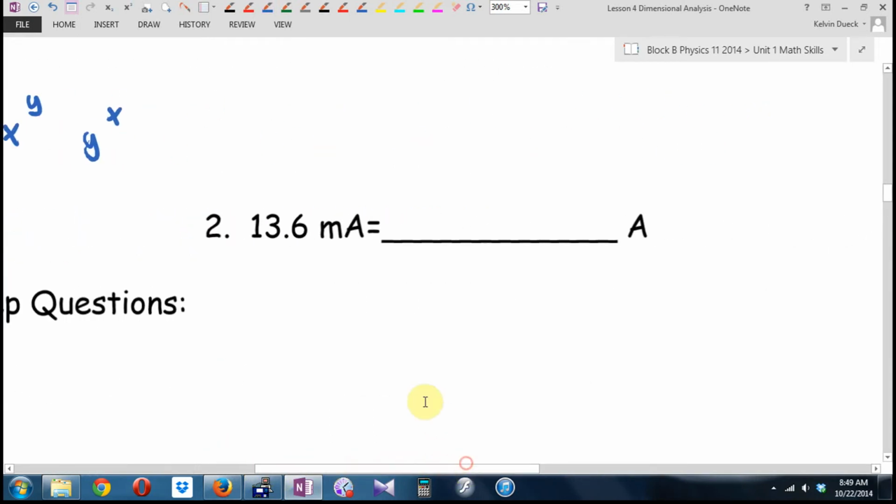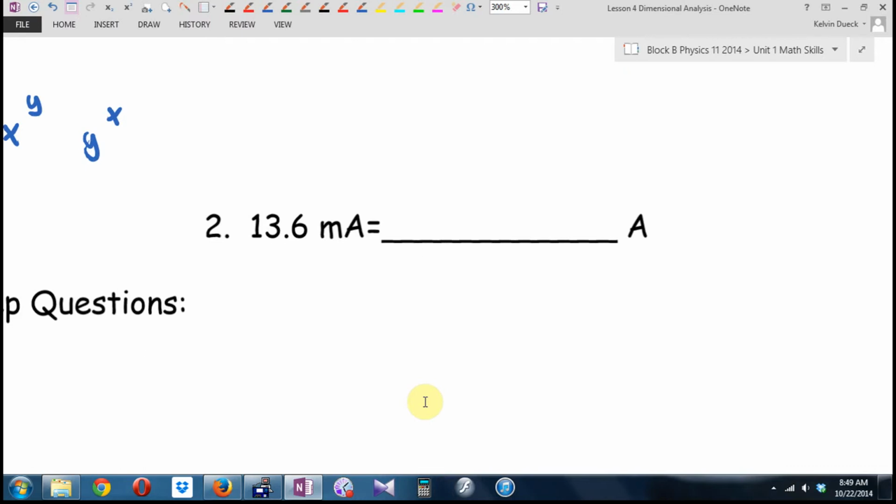Example 2. 13.6, what's the lowercase m stand for according to the chart? Milli. This is 13.6 milliamps. By the way, if you play around with electricity, 13.6 milliamps is actually enough to cause your heart to fibrillate and kill you. So just be aware. The milliamp is actually called the death current because it can cause your heart to palpitate.